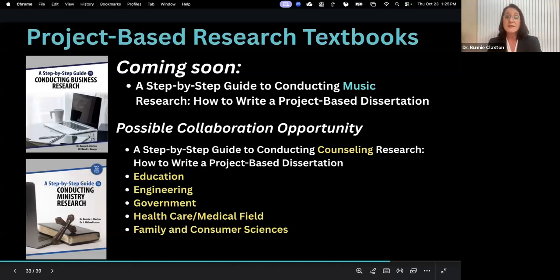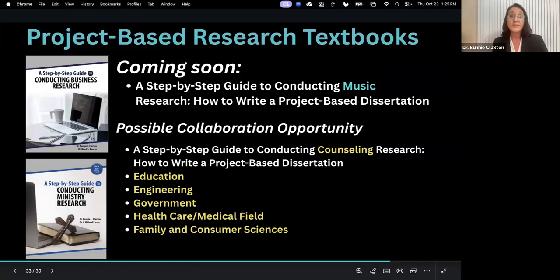There's another one that's coming that is a step-by-step guide to conducting music research. And again, this is project-based. And I actually happen to be looking for a few authors to collaborate with, and you can see the topics down here. These books will have counseling, education, engineering, government, healthcare, medical field, family and consumer sciences. What we're trying to do here is to teach doctoral candidates how to conduct research at a specific site where they can solve a problem or improve a practice at their site using the research process.